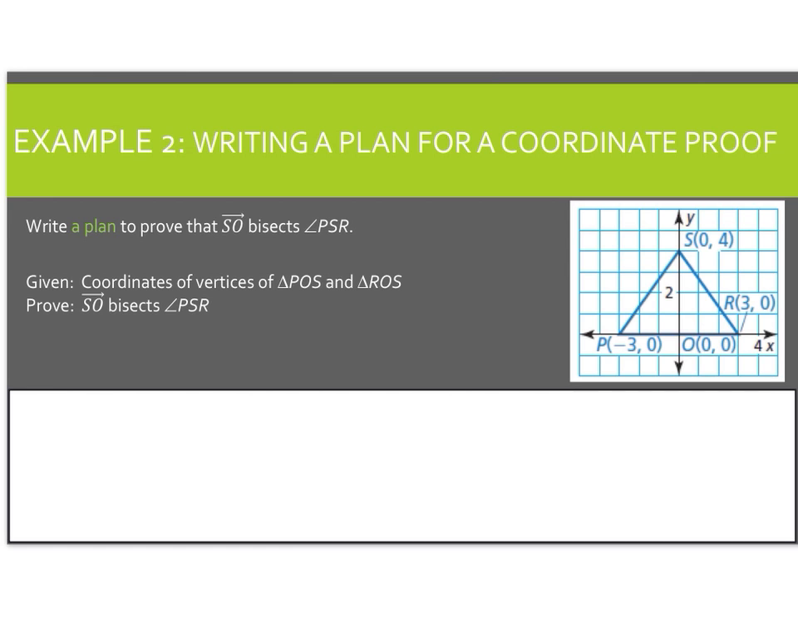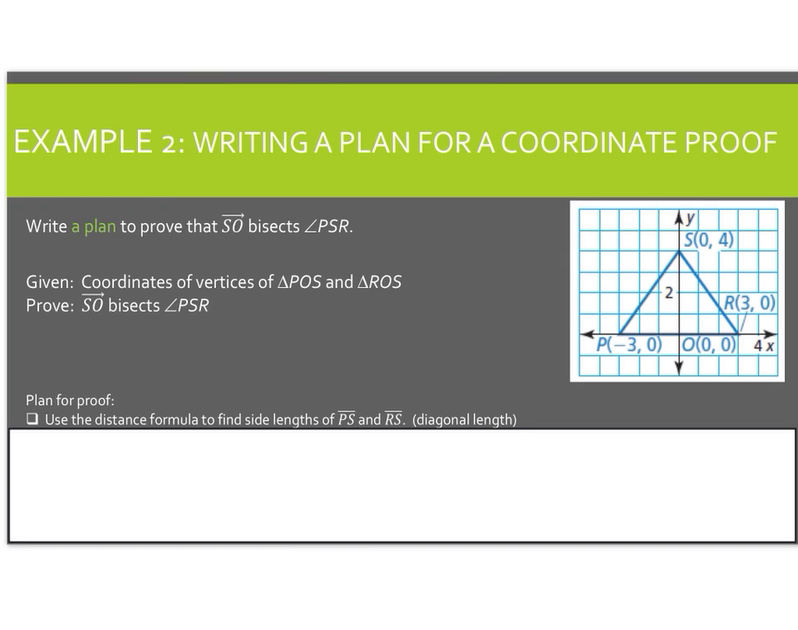So with example 2, let's just think about what a plan can look like for a coordinate proof. Here we want to prove that SO bisects angle PSR. We're given the coordinates of the vertices of triangle POS and triangle ROS. We want to use our various formulas to help us get side lengths, because we won't be able to get angle measures within a coordinate plane.